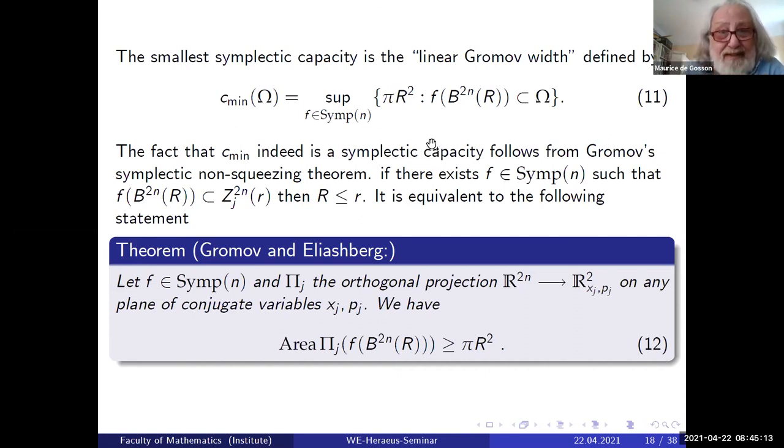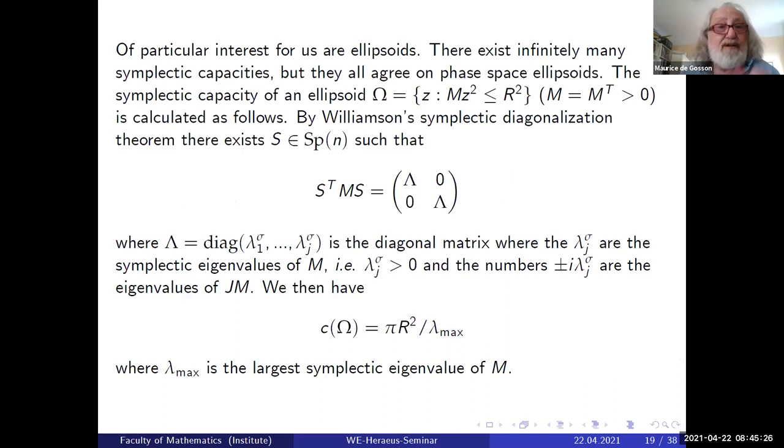Actually, the notion of symplectic capacity can also be used to reformulate the uncertainty principle. I've done that in a series of papers. I have a few more words to say about that in a moment. Okay, so of particular interest for us are ellipsoids. There exist infinitely many symplectic capacities, but it turns out that they all agree on phase space ellipsoids. And it's calculated as follows.